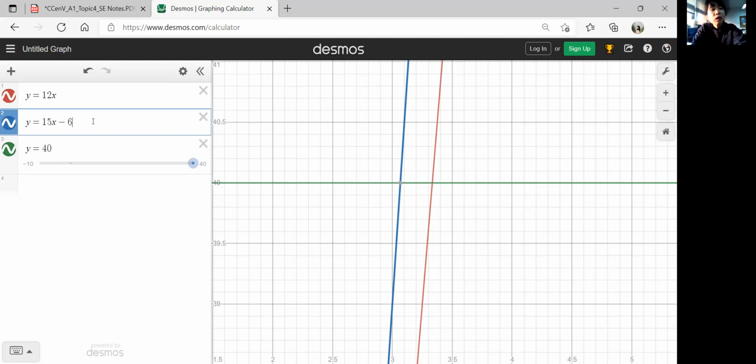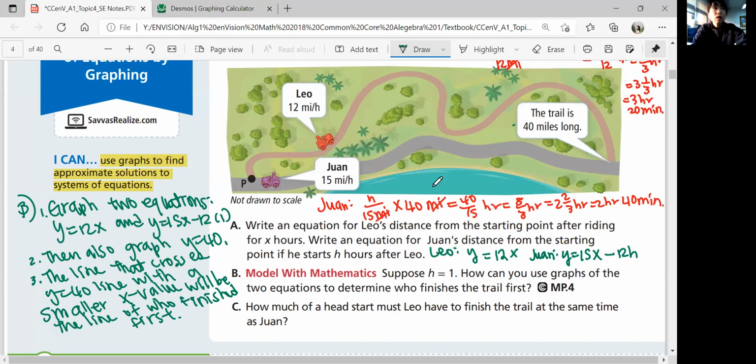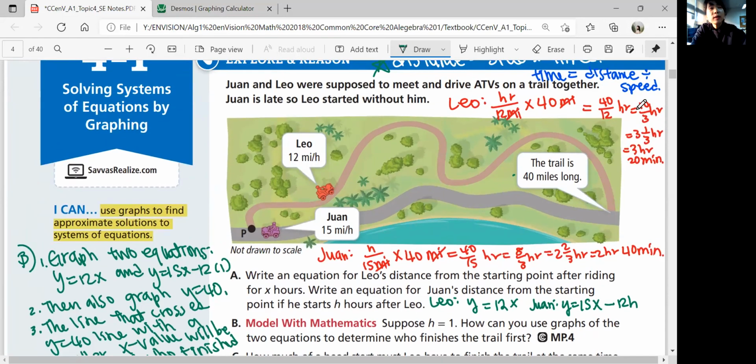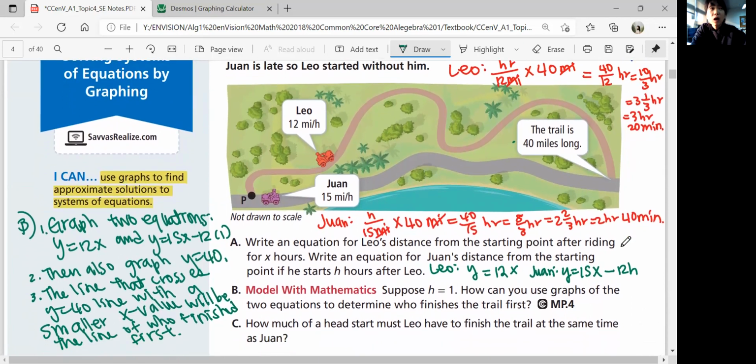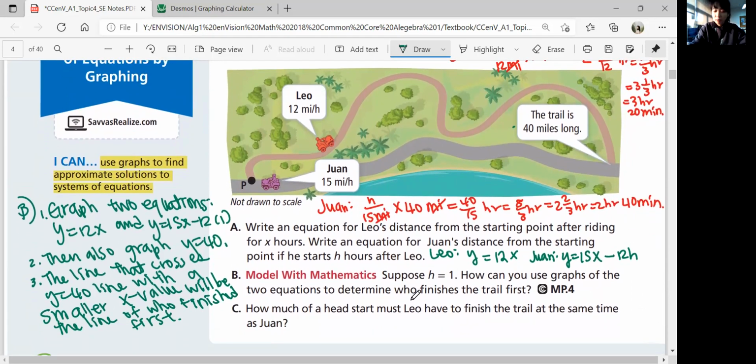What about, you can try guessing, try guessing and check, but there is an algebraic way to solve this. We have already solved how much time they need to finish the whole course, right? Leo needs 3 hours and 20 minutes to finish the whole trail. Juan needs 2 hours and 40 minutes to finish the whole trail. So the difference between these 2 times is how much Leo needs to get a head start before Juan, okay?